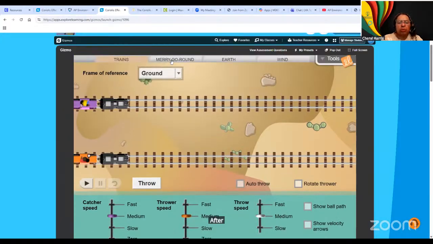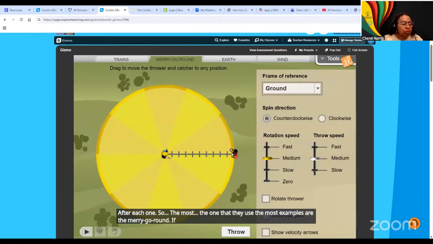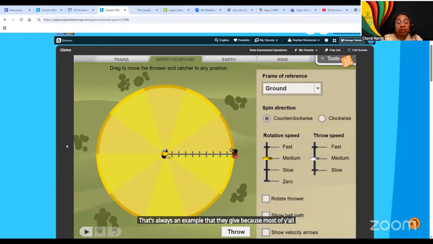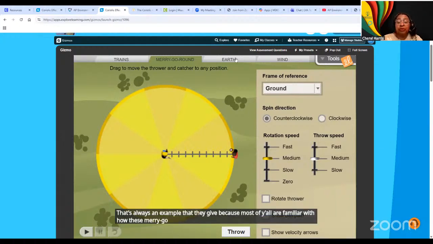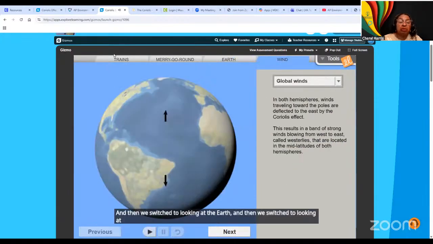after each one. So the one that they use the most examples are the merry-go-round. If you were sitting on the merry-go-round and you threw a ball across to a person that you think is across from you, would they catch the ball? That's always an example that they give, because most of y'all are familiar with how these merry-go-rounds work. And then we switch to looking at the earth, and then we switch to looking at wind patterns. So there are several different scenes that you'll click on as you go through this activity. All right.